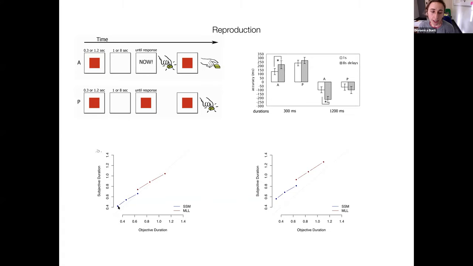Here you can also appreciate that they tend to overestimate the shorter durations, 400 and 300, and they tend to be more veridical for 600. The same is true here: 600 is a little bit more underestimated here, more or less veridical here, and here you tend to underestimate duration. So this is the famous convergence to the mean of the distribution.